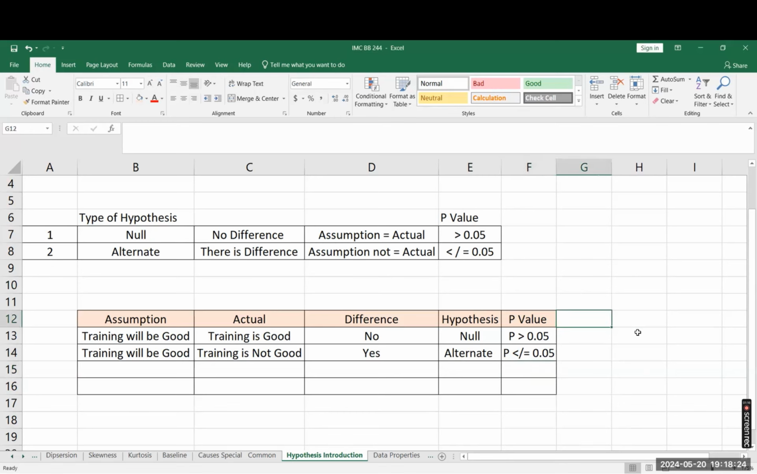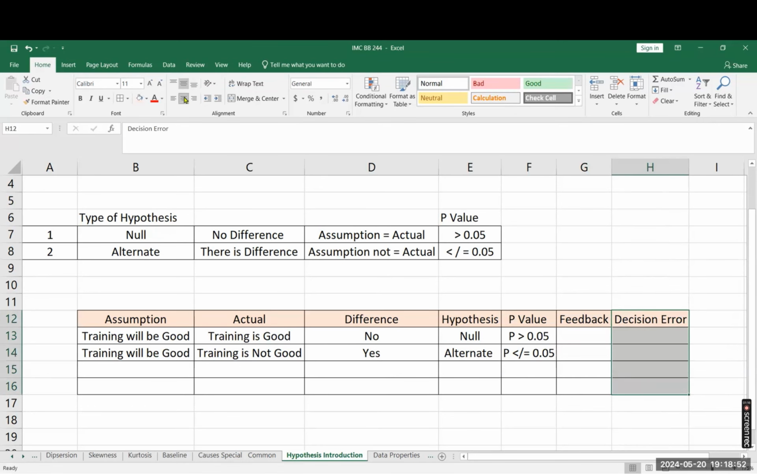Now I have to take a decision. Suppose the decision here is a practical decision. Suppose you are giving your feedback. If you are aligned with the statistical decision, then there is no decision error. If you are aligned with the statistical value, then there is no decision error. But if you are not aligned with the statistical value, then there is a decision error.